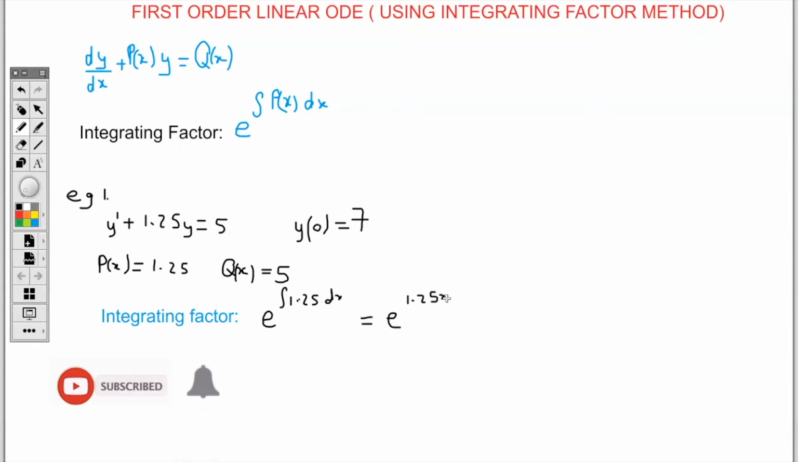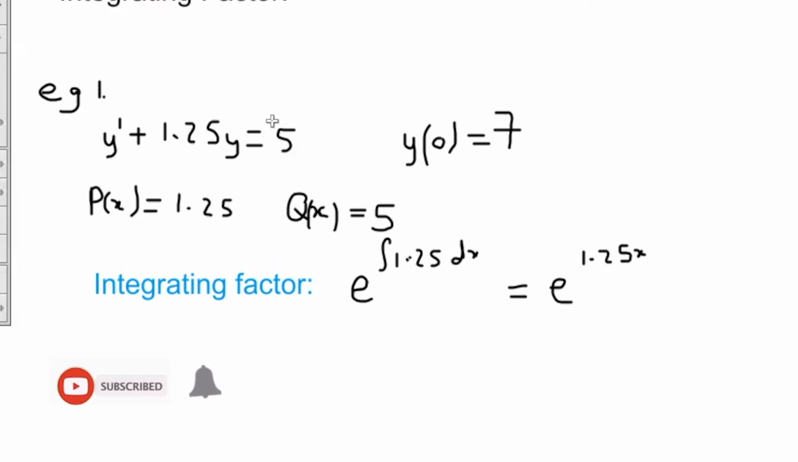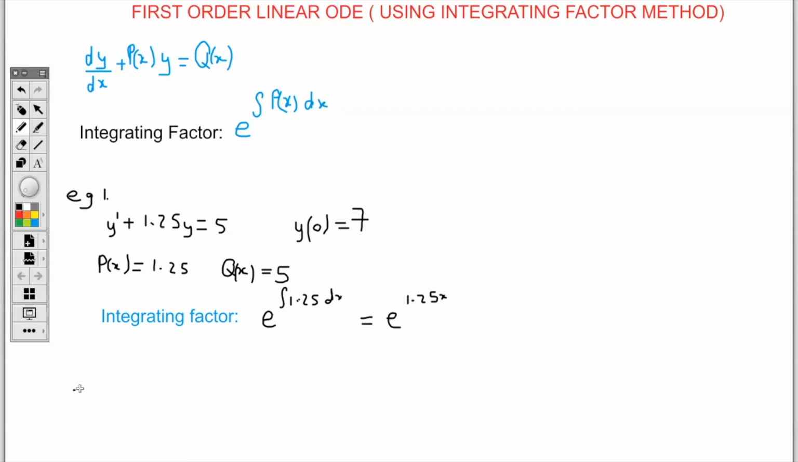So this represents our integrating factor, and the next step is to multiply the entire differential equation by the integrating factor. Now multiplying left hand side and the right hand side, so what we have is e to the 1.25x times y prime plus, I'm going to write the 1.25 first, times e to the 1.25x times y is equal to, then multiply the 5, so we have 5e to the 1.25x.